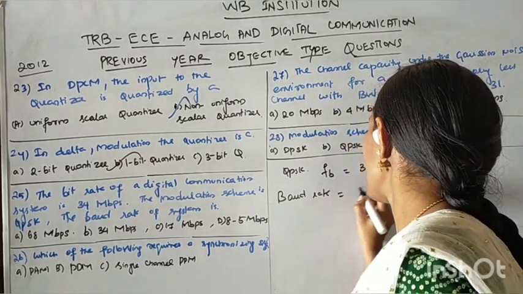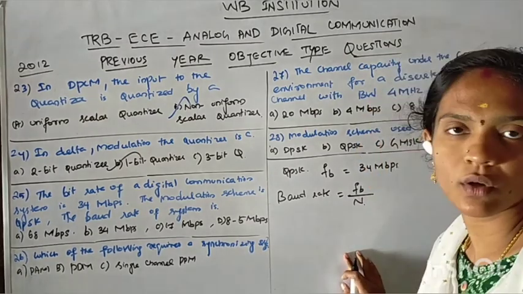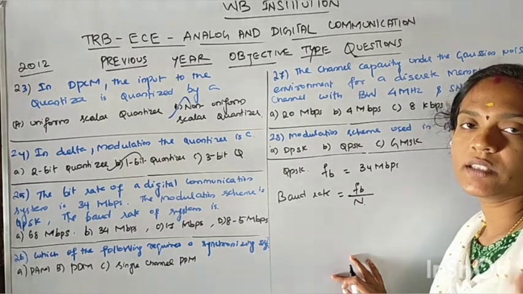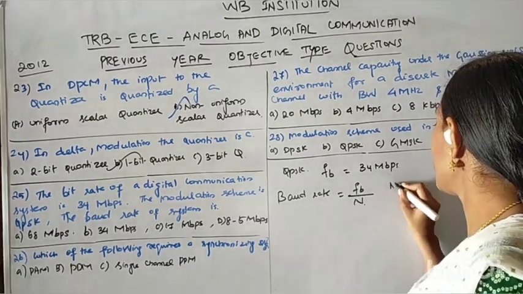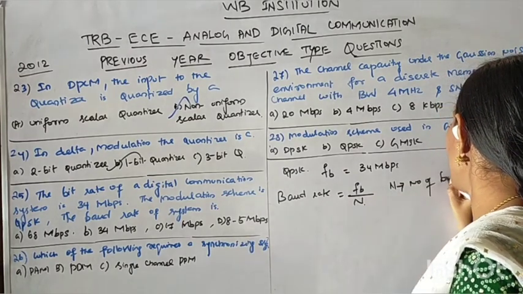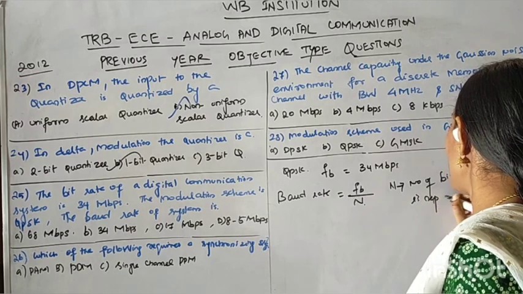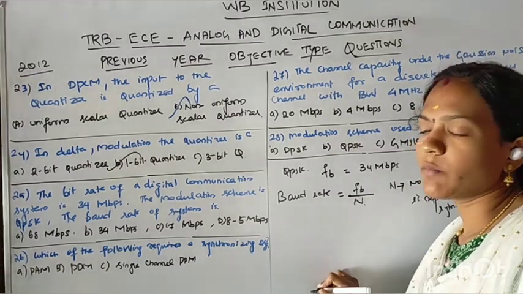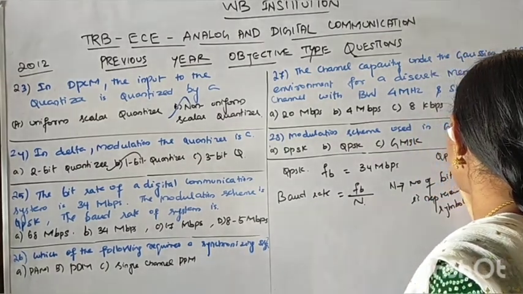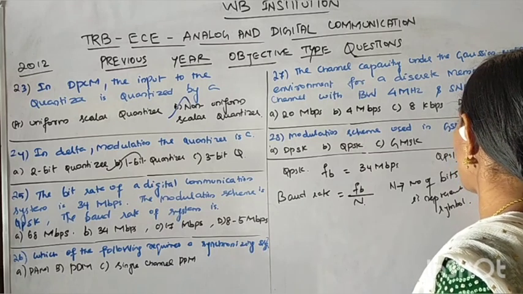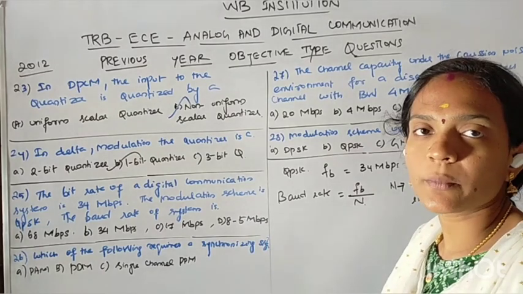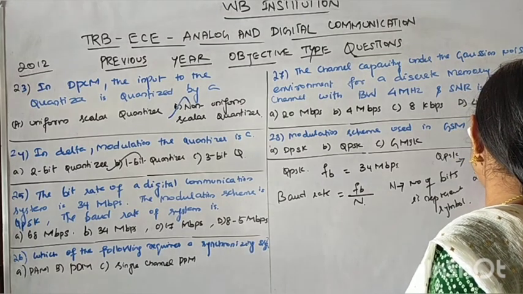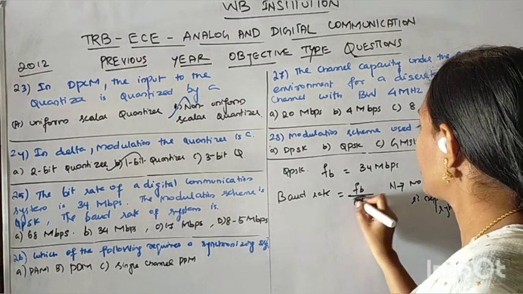So baud rate is equal to FB divided by N. Okay, so N is denoted as the number of bits represented by the symbol. The modulation scheme we have is QPSK. We know that QPSK has 4 symbols, so each symbol is represented by 2 bits in the QPSK modulation scheme. So the value of N is 2.